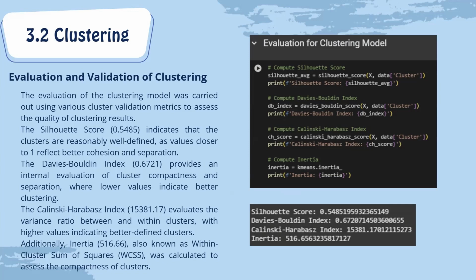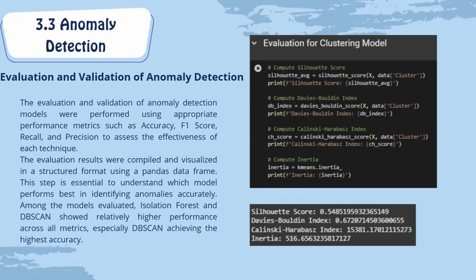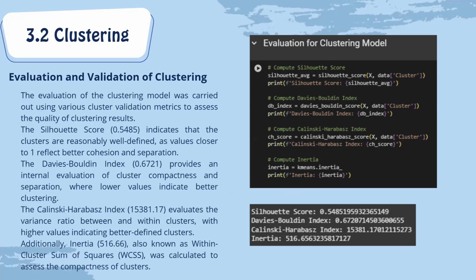The silhouette score indicates that the clusters are reasonably well defined, as values closer to 1 reflect better cohesion and separation. The Davies-Bouldin index provides an internal evaluation of cluster compactness and separation, where lower values indicate better clustering. The Calinski-Harabasz index evaluates the variance ratio between and within clusters, with higher values indicating better defined clusters. And the last one is inertia, also known as WCSS, calculated to assess the compactness of clusters. So the right side is the code and the result of clustering.